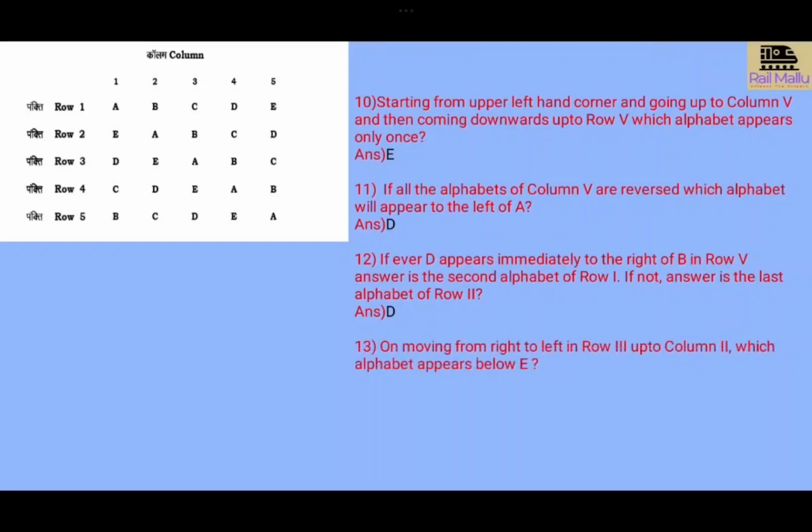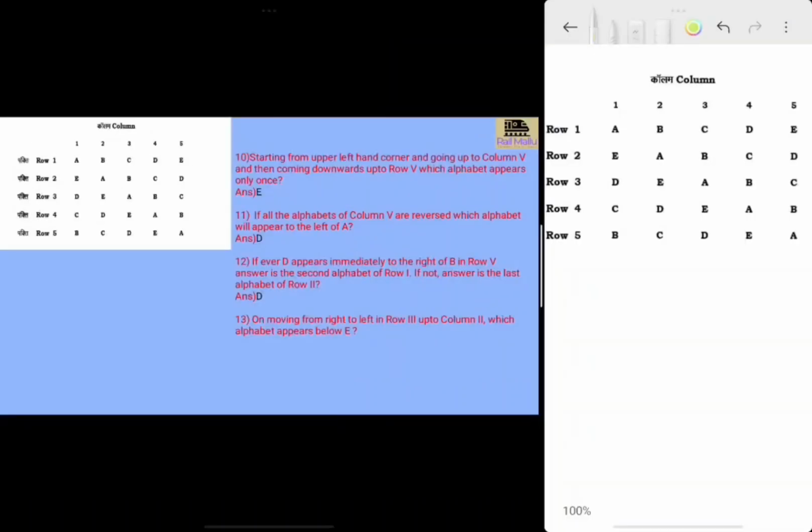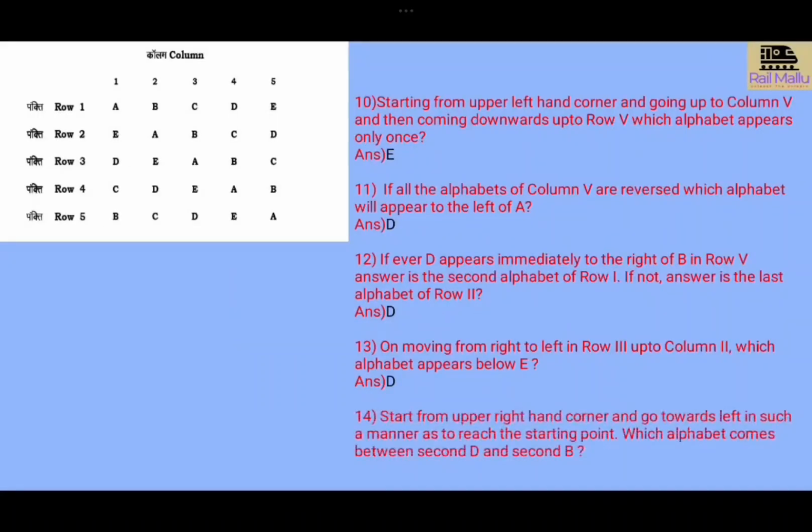On moving from right to left in row 3 up to column 2, which alphabet appears below E? Here what they are telling is, on moving from right to left in row 3 up to column 2, which means here is the path up to column 2, which alphabet appears below E, which means D. So D is the answer, right? Moving to the next question.